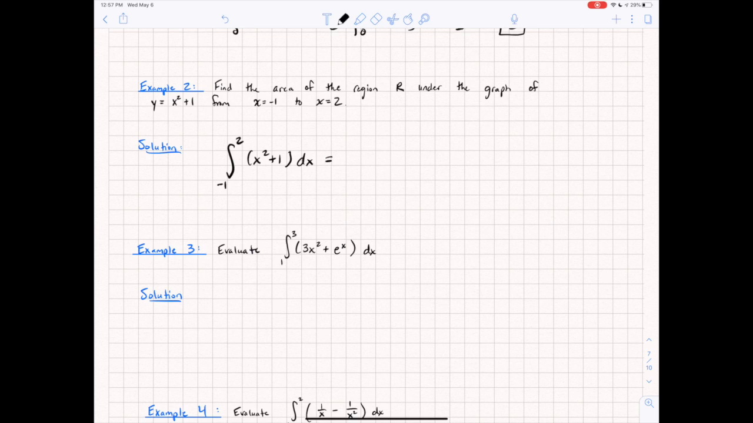Now, if I'm trying to do this, I need to find the antiderivative. Well, from the properties for the integrals and from doing antiderivatives before, this just means I'm going to find the antiderivative of each piece and just add the result together.